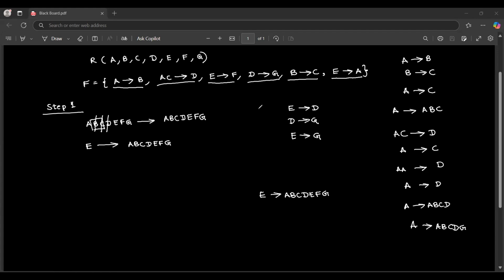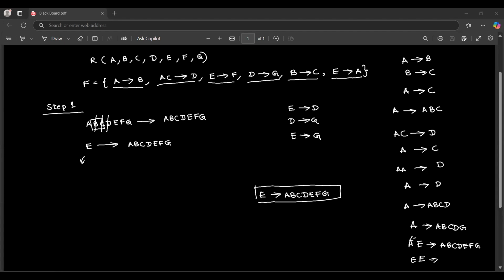To determine E and F, we have to add E. So A can be used to determine A, B, C, D, E, F, G. That's not an issue. But the thing is, E functionally determines A. So it's only E that functionally determines A, B. However you come up with this, we know this is the super key and this is the candidate key. Why? It has no proper subset. So that's it. That's the candidate key and that's the prime key.